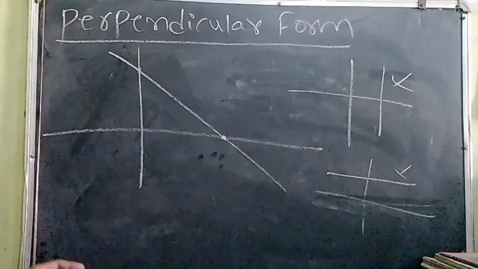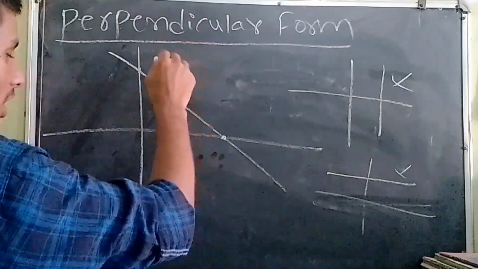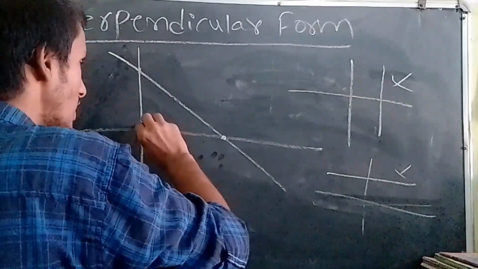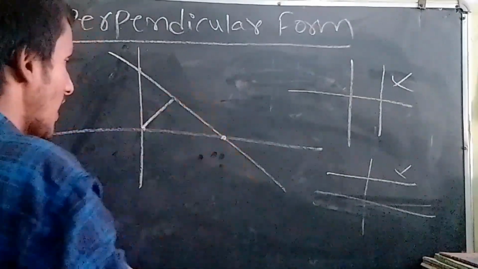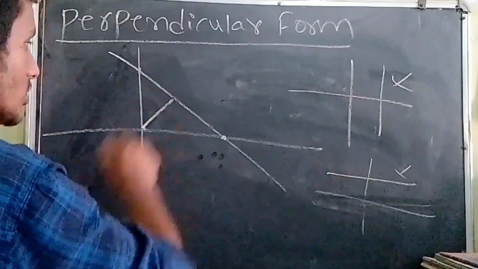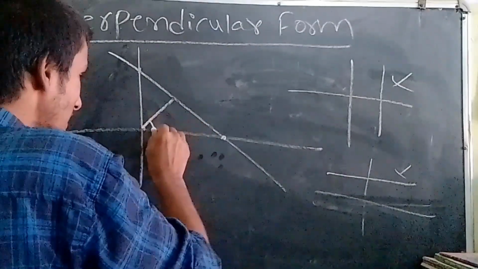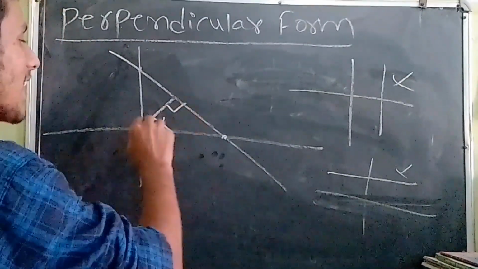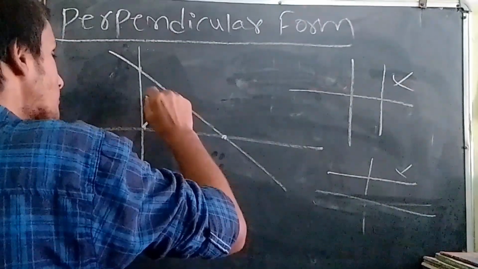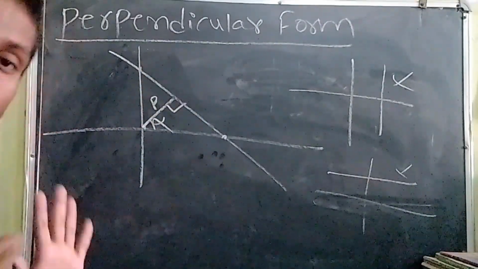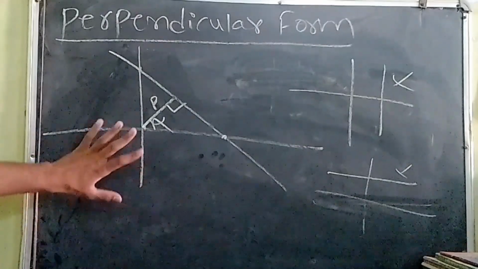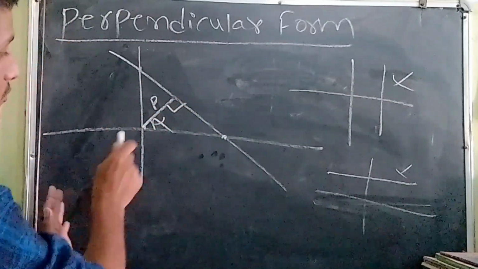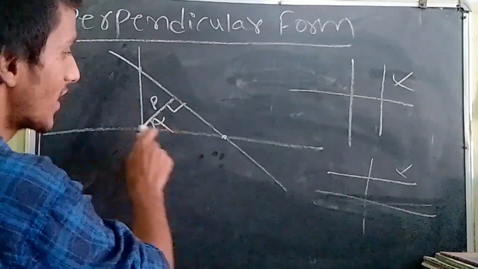So this is the line here, and it says perpendicular form, meaning what you don't know about the line. What you know is that a perpendicular line is drawn from the origin to the line, and it makes an angle alpha, and the length of the perpendicular is p. This is what you know. The known thing is about the perpendicular line, what angle it makes onto the x-axis.